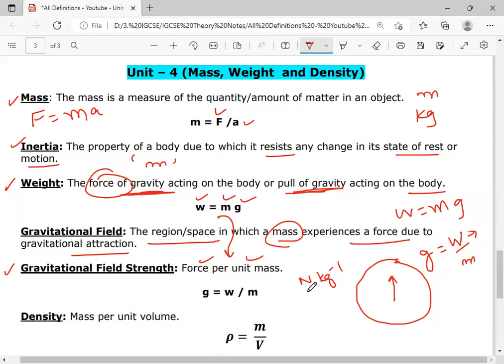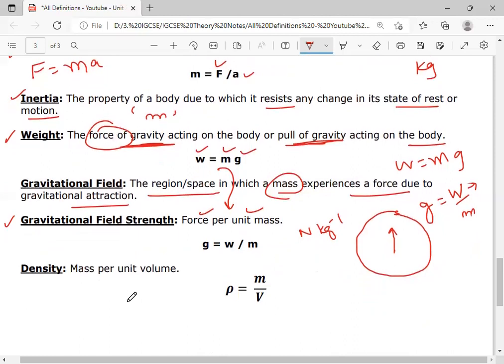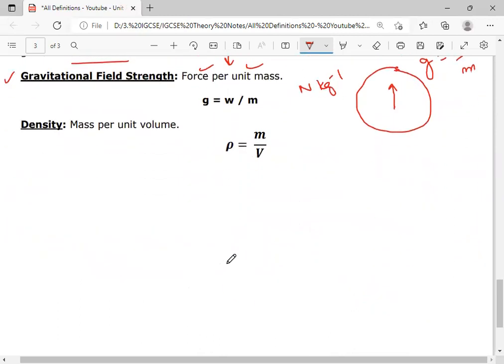The last point of this unit is the definition of density. And what is the definition of density? Mass per unit volume is called density, and its formula is rho is equal to m over v, or density is equal to mass over volume. And the unit of density is kilogram per cubic meter. We can write it like this, or we can also write it like this.